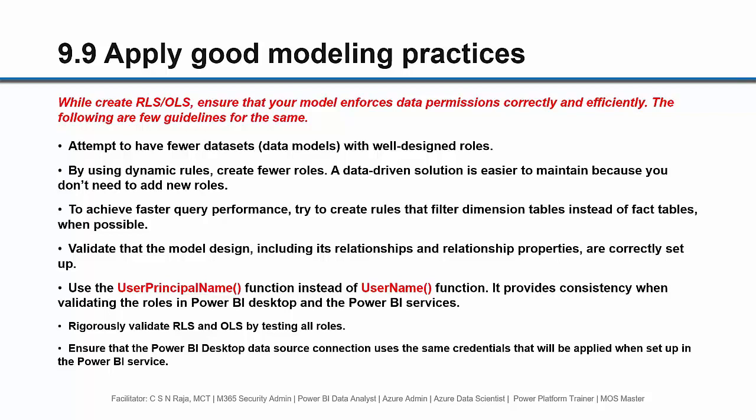To achieve faster query performance, try to create rules that filter dimension tables instead of fact tables when possible. Validate that the model design, including its relationships and relationship properties, are correctly set up. Use the user principal name function instead of username function. It provides consistency when validating the roles in Power BI desktop and Power BI services. Rigorously validate RLS and OLS by testing all roles. Ensure that the Power BI desktop data source connection uses the same credentials that will be applied when set up in the Power BI services.